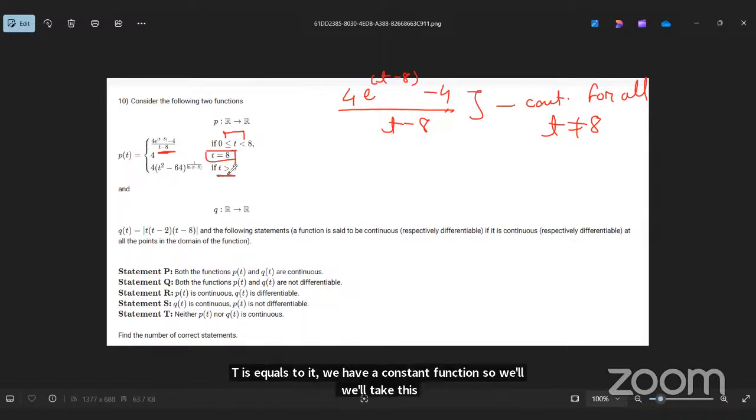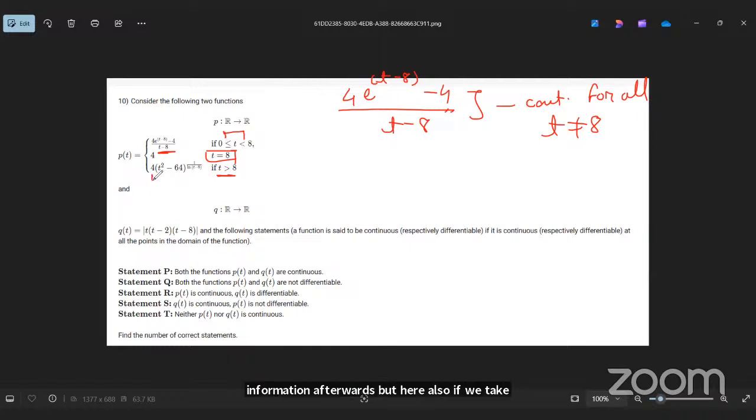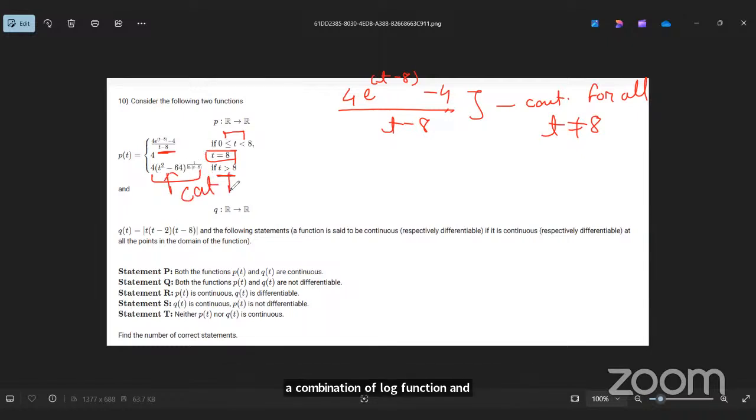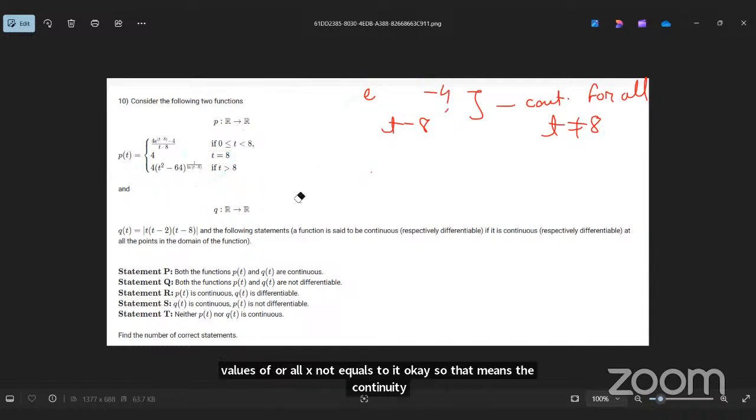Here also, if we take any t strictly greater than 8, this function is a combination of a log function and a quadratic function. So it will again be continuous for all x not equal to 8. That means the continuity will only be a concern when we take x equals 8. That's the thing we have to consider here.